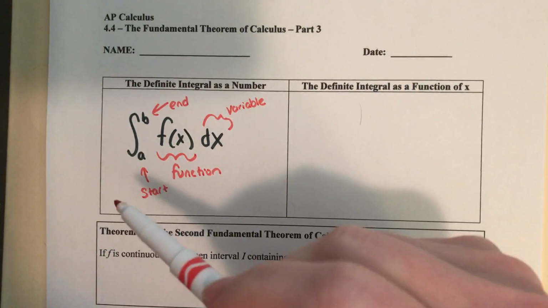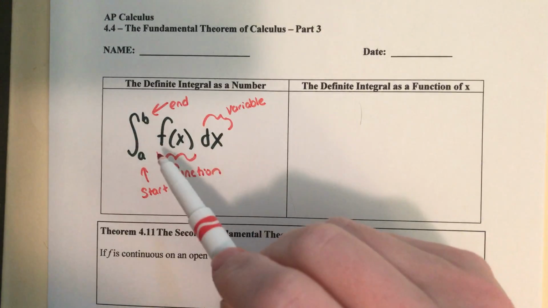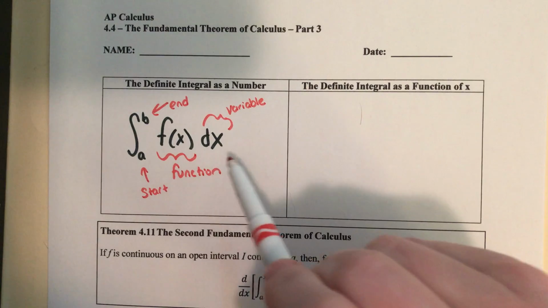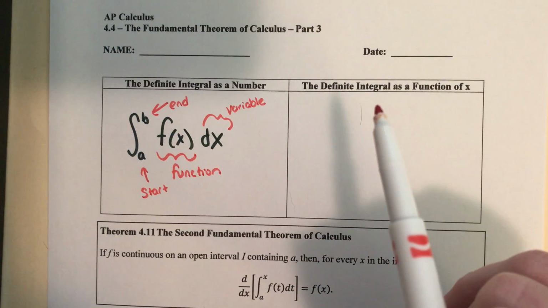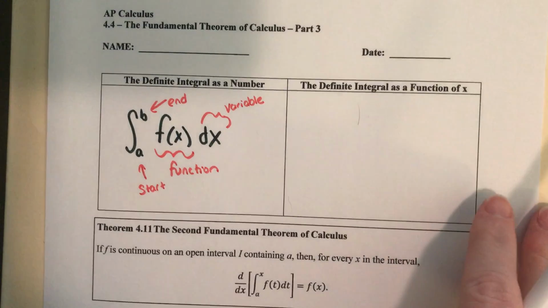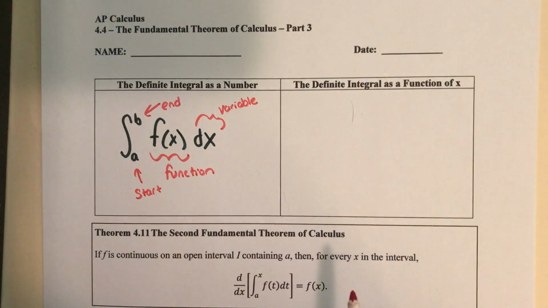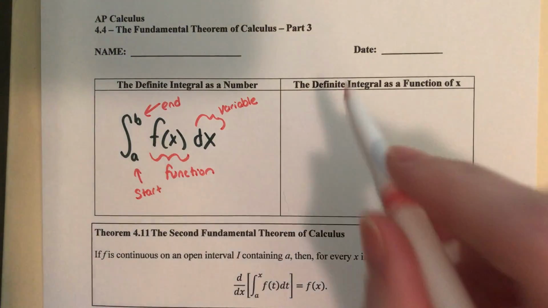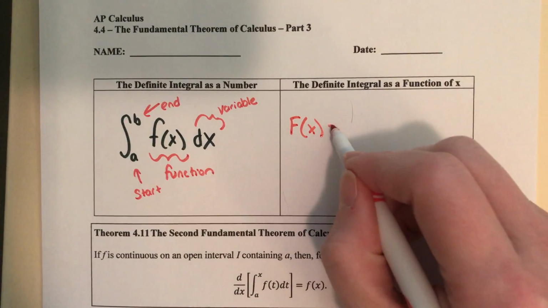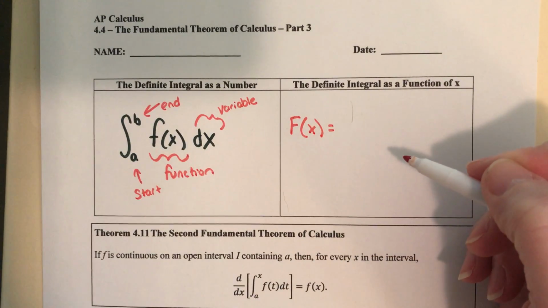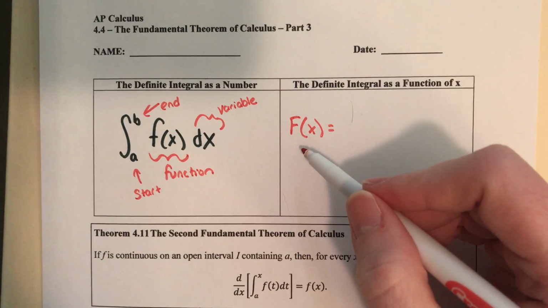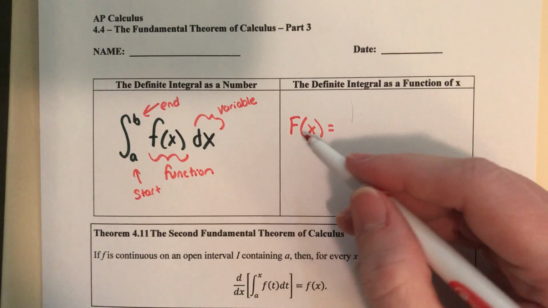So back when we did an infinite amount of rectangles, f of x was the height of our function, dx was the base, so the distance on the x-axis that each rectangle represented. So over here on the right, we're going to talk about the definite integral as a function of x. So when we take an integral, we can also label it with a capital F. It's something that if you forget, it's not a big deal, but if you ever see a capital F, that means they got that answer using an integral.